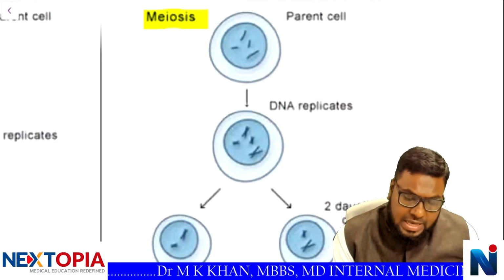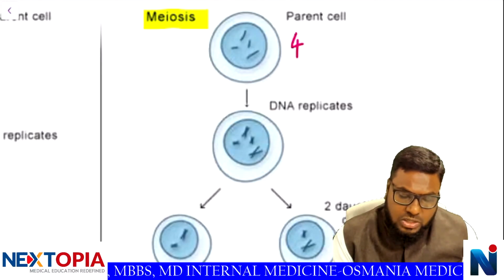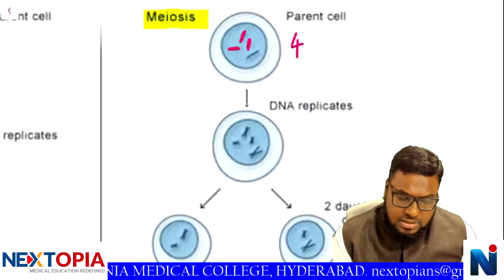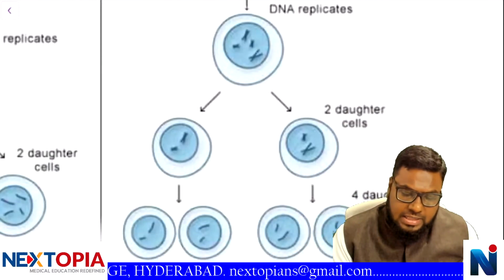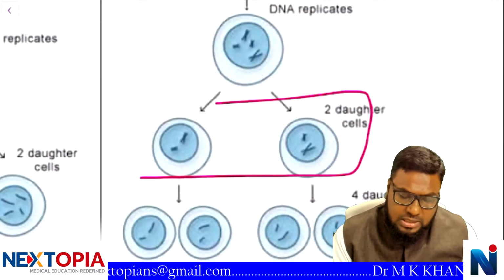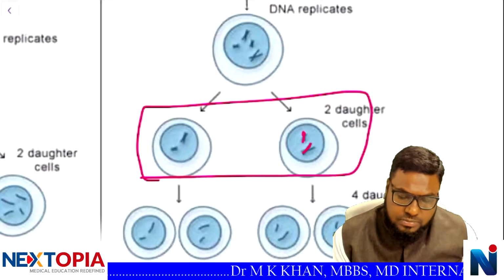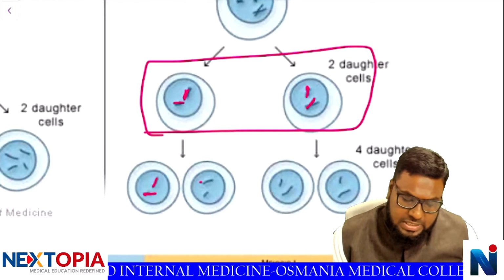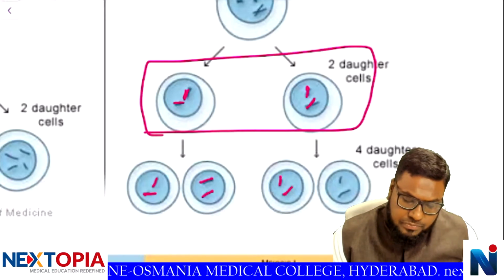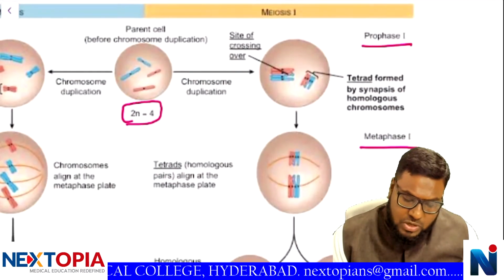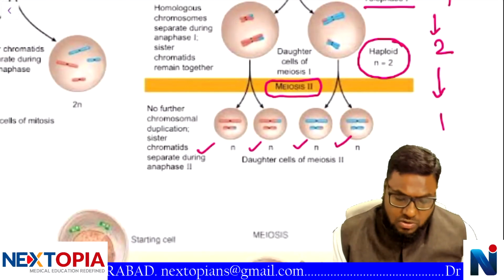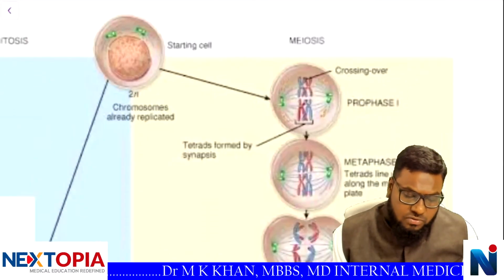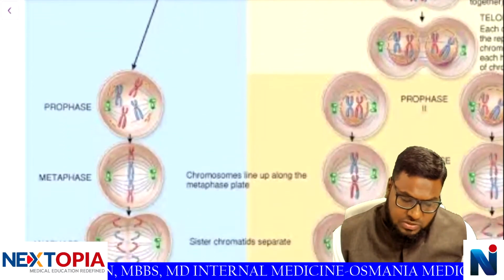For example, the parent cell here has 1, 2, 3, 4 chromosomes, if you can see. In the end, after meiosis 1, the daughter cells have reduced to 2 chromosomes each, the 4 daughter cells. Then after meiosis 1, again each will have one single set of chromosomes. This is meiosis 2. What are the important phases of mitosis and what are the important phases of meiosis?